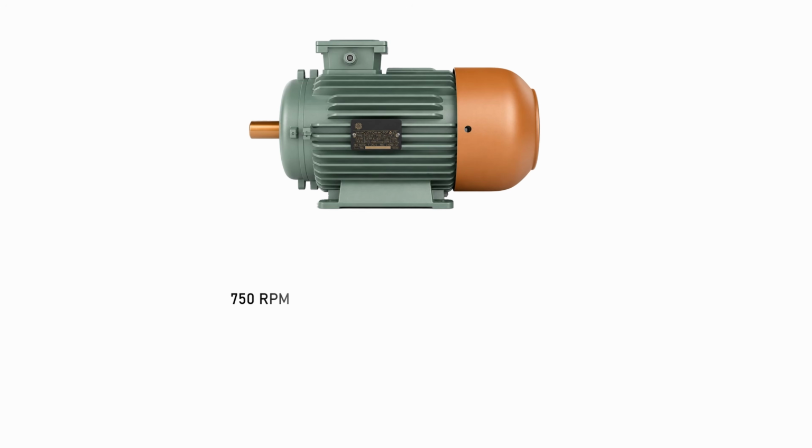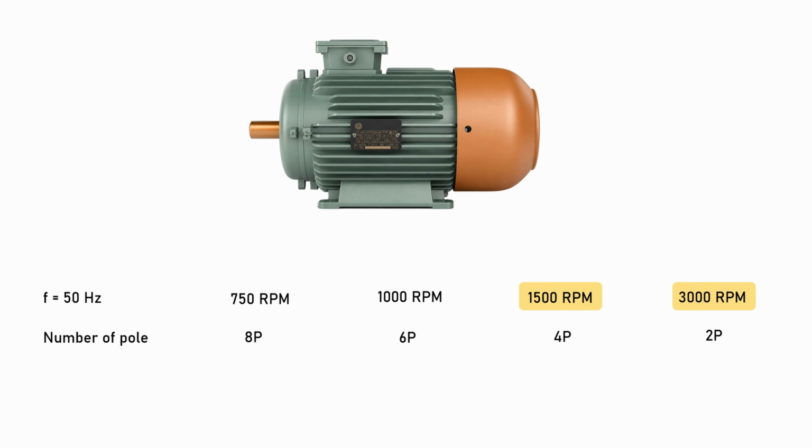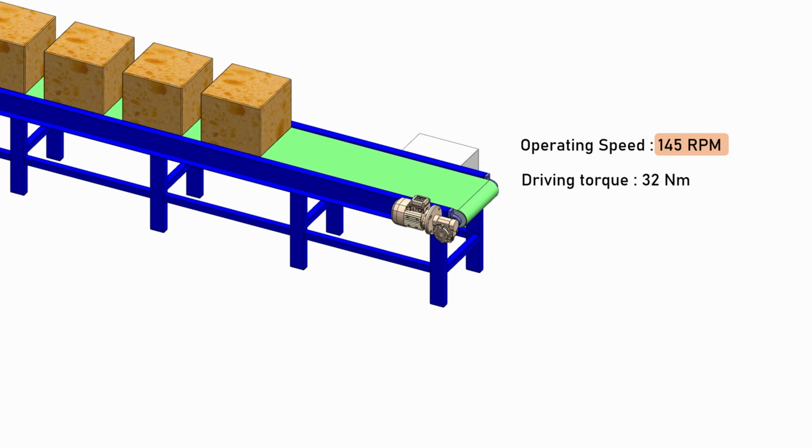Now the problem is AC induction motors are designed to operate near specific speeds, which mainly depend on supply frequency and number of poles. For example, a standard AC induction motor may run around 1500 or 3000 RPM, but not exactly at any random speed. So to match the required operating speed, we need to use a gearbox.